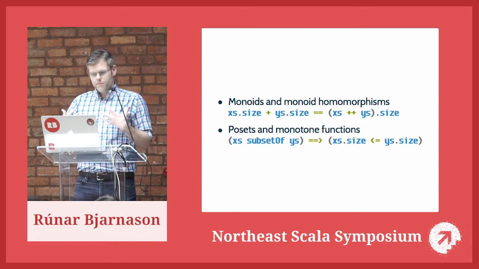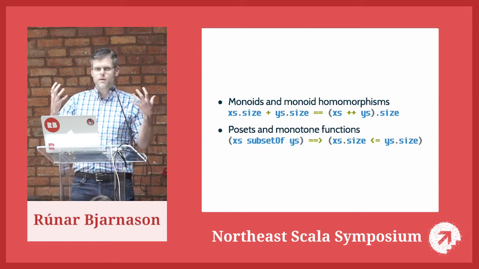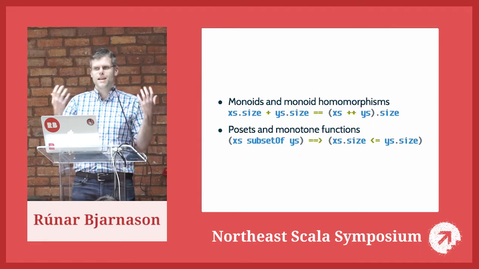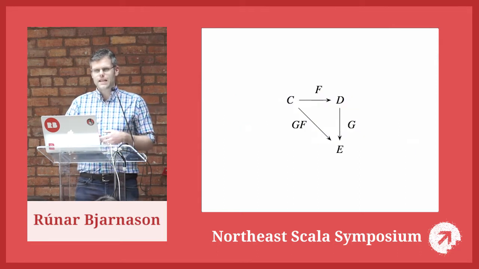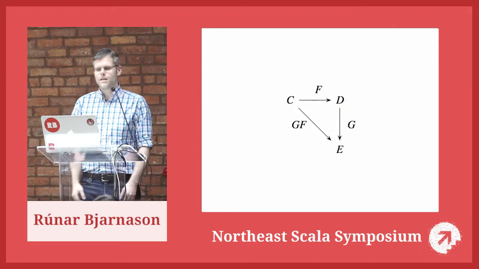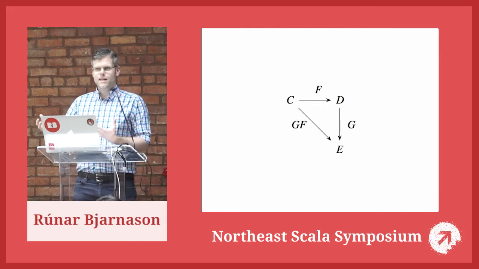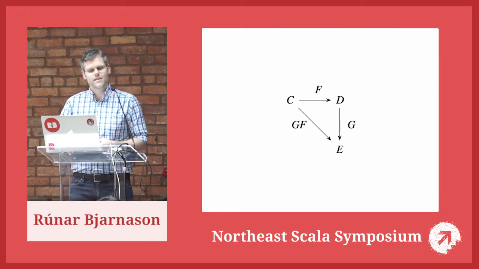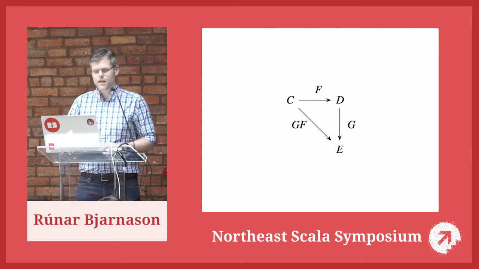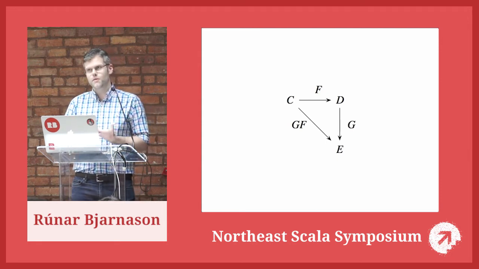But if monoids are categories and there's a category of monoids, and posets are categories and there's a category of posets, then there's also a category of categories. And the arrows in that category are category homomorphisms. That is, they are mappings that preserve the category structure. And category homomorphisms are usually called functors.